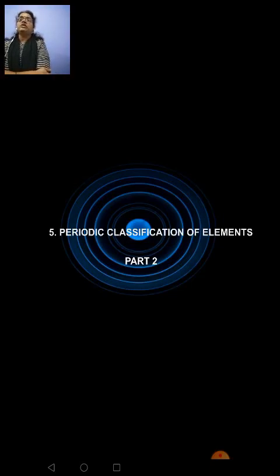At present we are using the modern periodic table. So in today's session we will be learning about the modern periodic table, how it was framed, what its characteristics are, how the elements are arranged in it, and then about valency, and about atomic size, metallic and non-metallic properties. These things we will be covering today, and with that this lesson will come to an end.